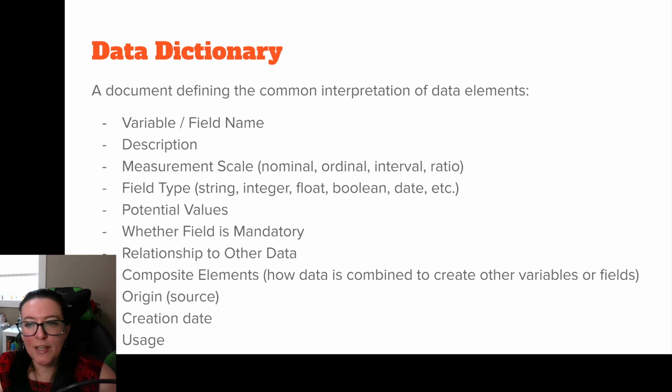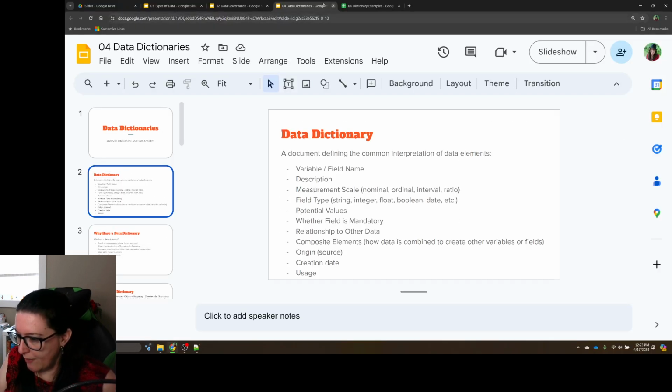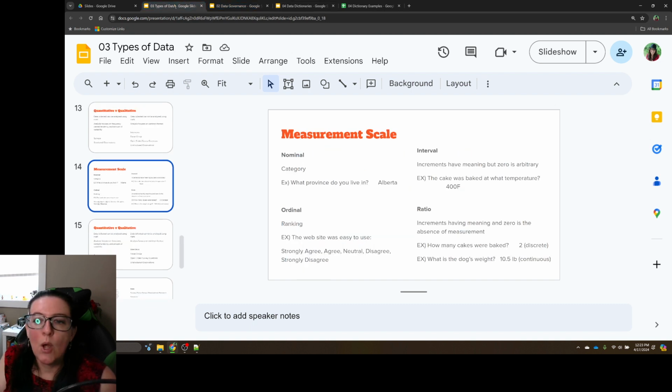In your data dictionary, not only do you have a variable or a field name, but you also have a description. So more information, more detail as to what this variable is about. Then we want to identify the measurement scale. So this takes us back to our previous discussion about types of data, where we talked about the difference between nominal, interval, ordinal, and ratio. So is this data that is categories? Is this data that is ordinal, so it has rank to it? Is it numbers where the numbers have meaning? And what happens with zero? Is zero arbitrary, so it's interval? Or does zero mean the absence of something, in which case it's ratio?